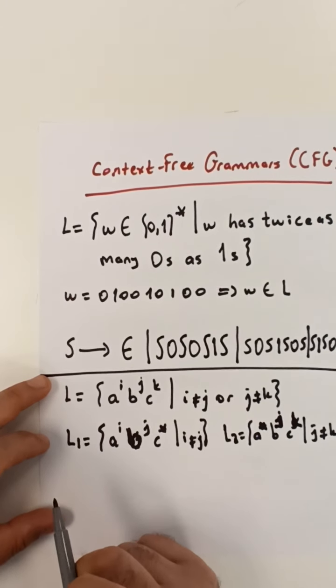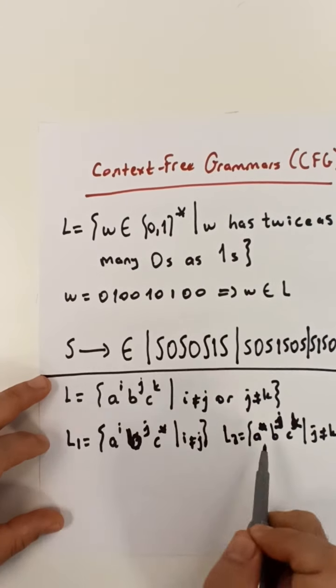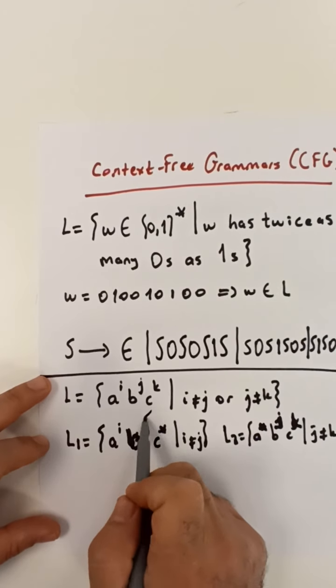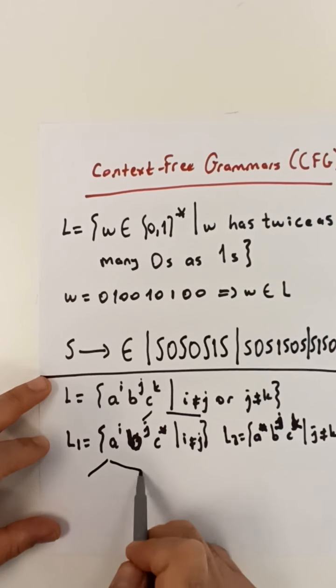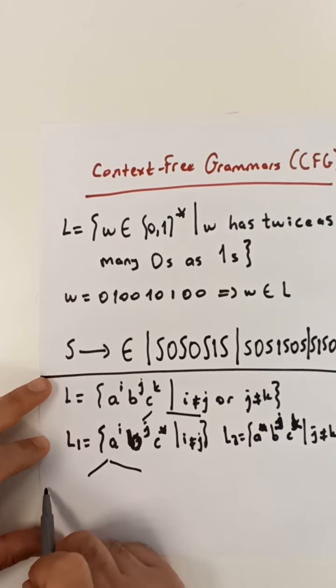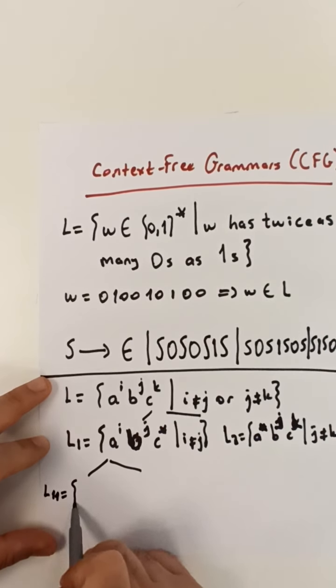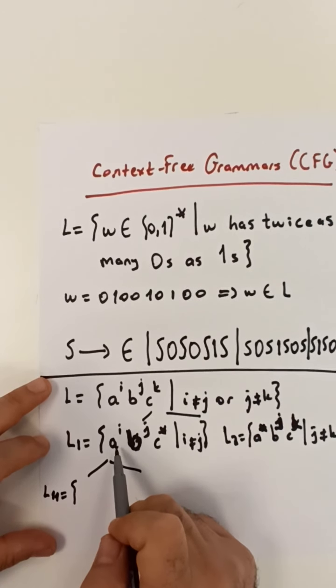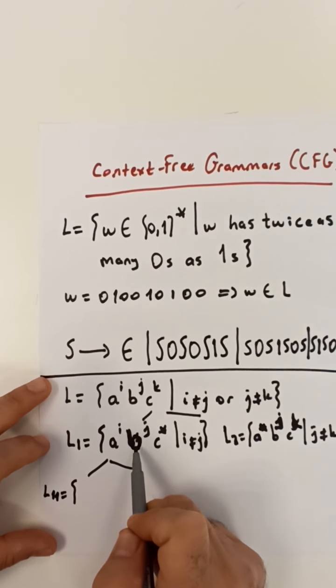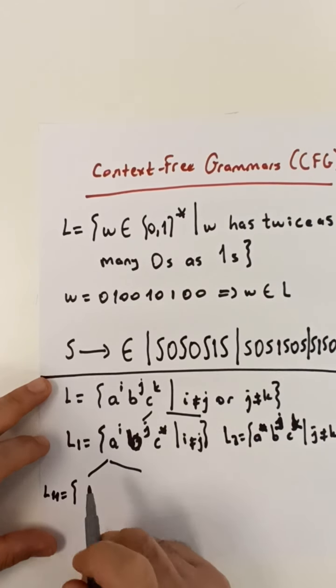Now we can actually even further split each of these languages. So L is split into these two languages. L1, we can split it into two languages as well. Let's say L11 is the part of L1, the strings in L1, such that number of A's is greater than number of B's. And the second language will be just the opposite.